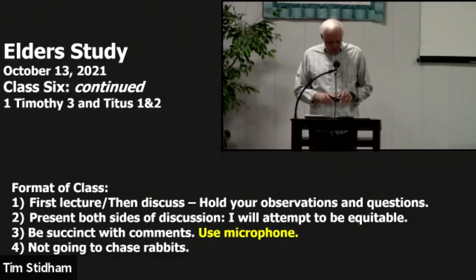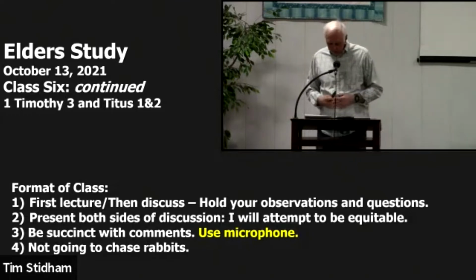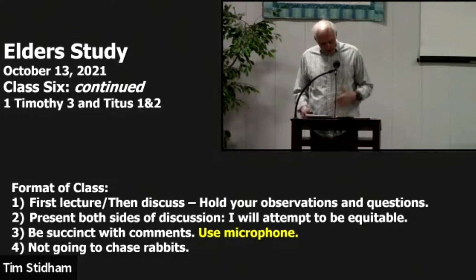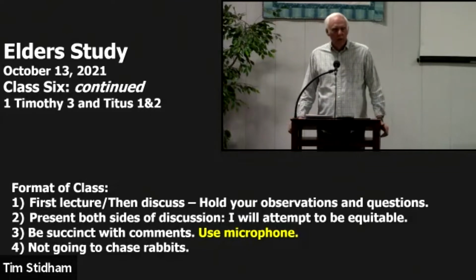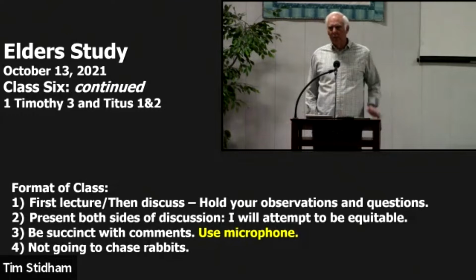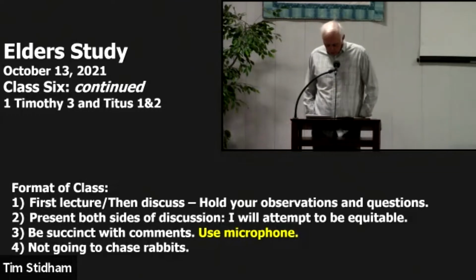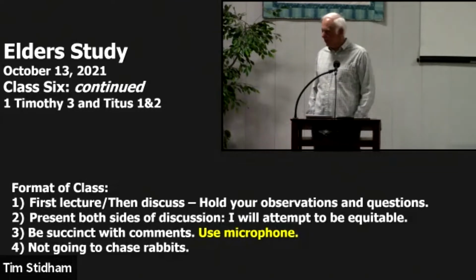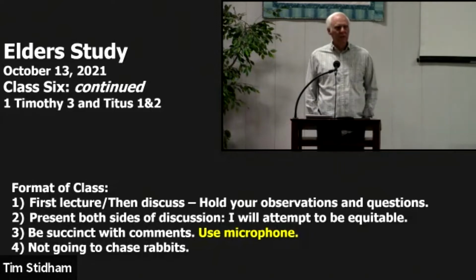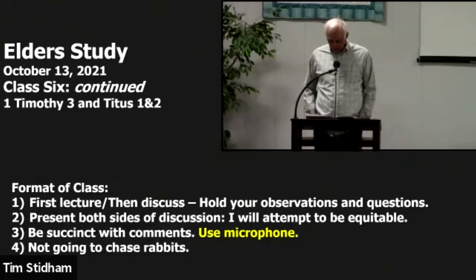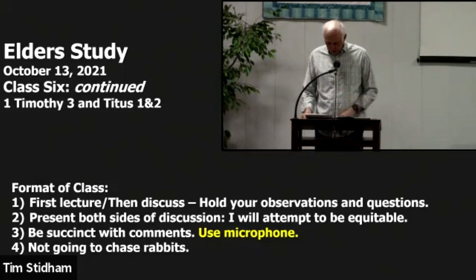All right, we will continue with the same kind of format we've been doing. I'm going to recap what we covered last week fairly quickly, and I'll pause at that point and allow anybody that wants to make some observations about 1 Timothy 3 that we covered last week. And then we'll spend the bulk of our time looking at Titus 1 and 2. And then we're going to try to answer the question about one woman man, or the husband of one wife, a verse or phrase that's used a couple of times.